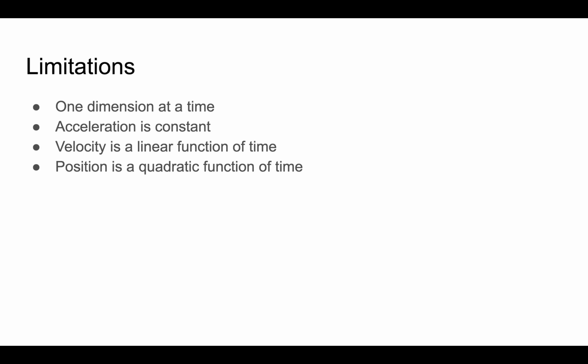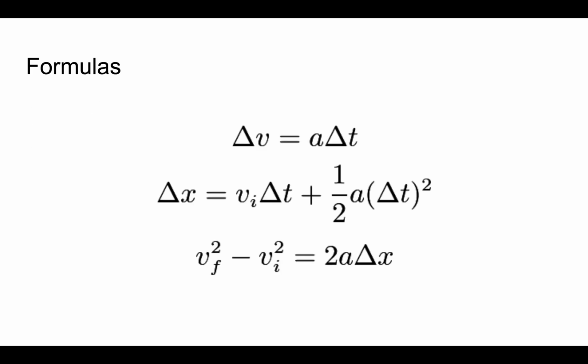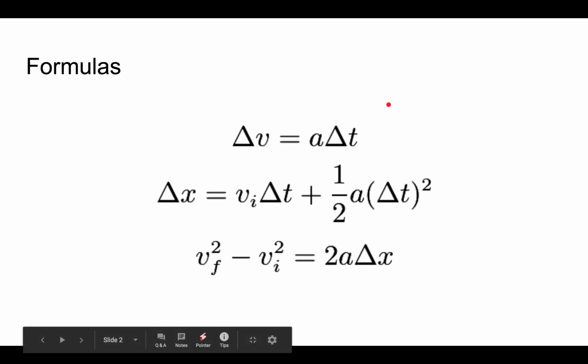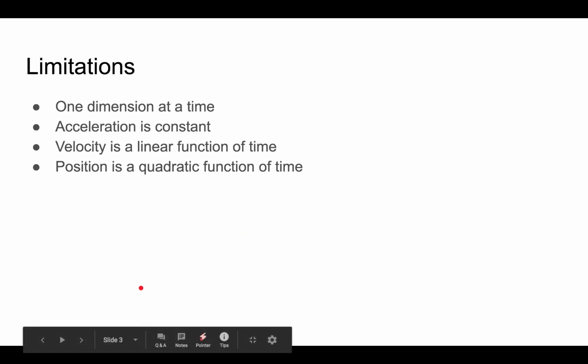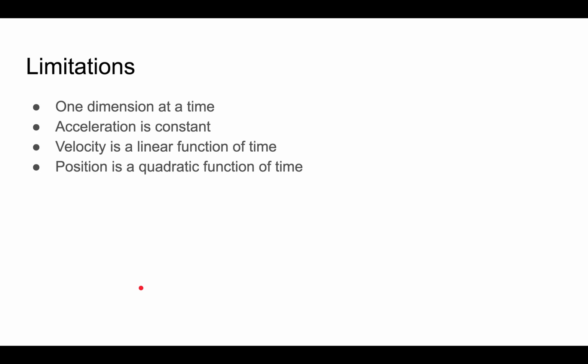If we use constant acceleration, then this first formula here, change in velocity equals acceleration times change in time, is valid only if acceleration is constant. As is this formula, which you'll understand if you know where it comes from with the calculus, and this formula. So we need to have constant acceleration for kinematic formulas to be valid.